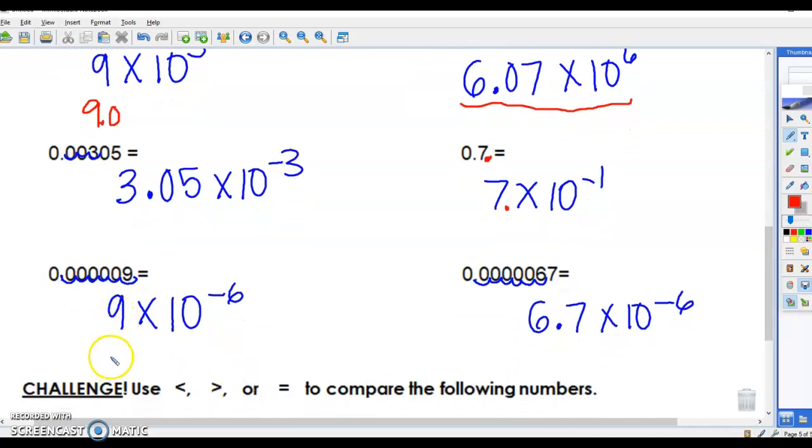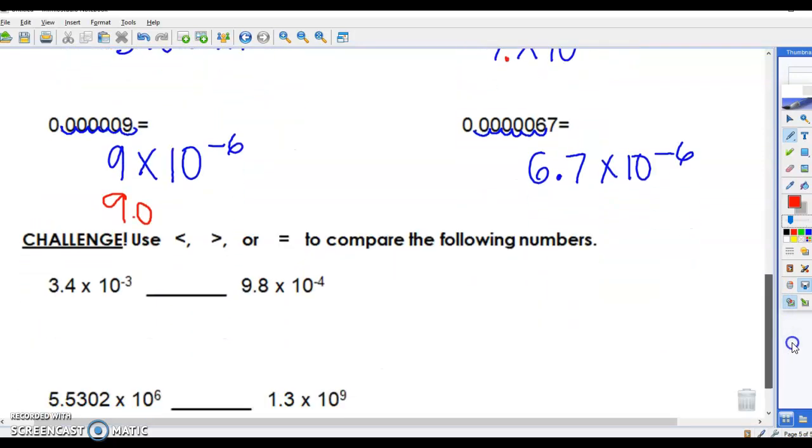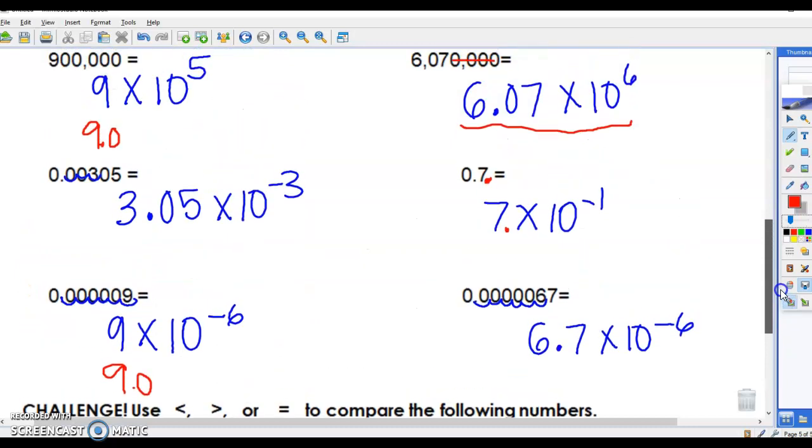Here's our last two. 9, again, if you put 9.0, that's fine, times 10 to the -6th power, moves back 6 places from there, and 6.7 times 10 to the -6th power. We're going to compare in the next class. So you can save those last couple of ones.